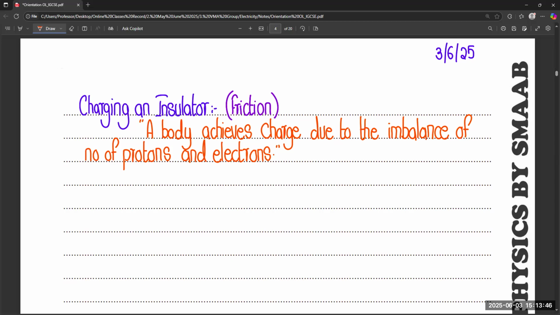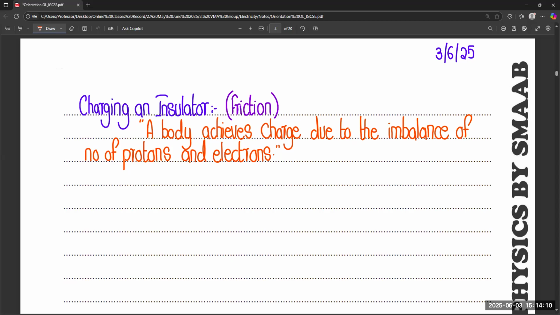For example, if we have 10 electrons and we have 8 protons, it means we have more electrons, so the body got negative charge. But if we have fewer electrons than protons, that means the body got positive charge. So this is the procedure that we follow for charging an insulator.